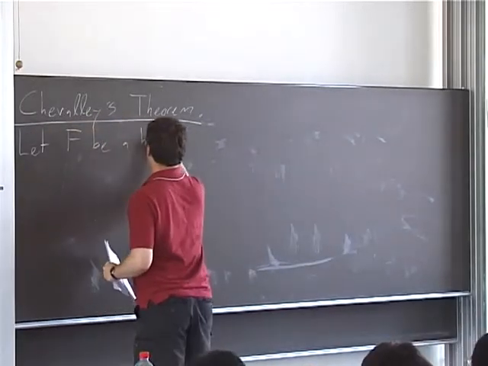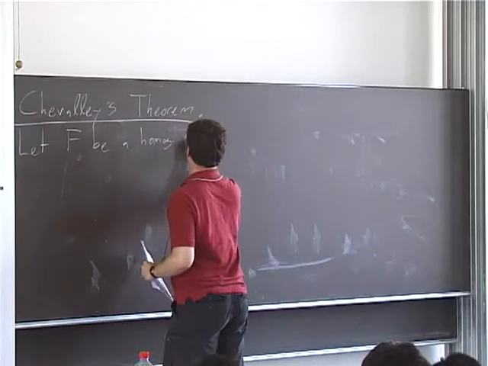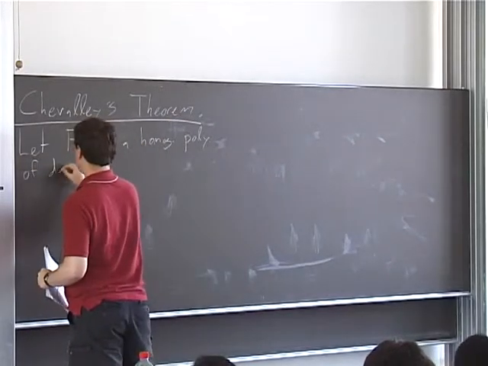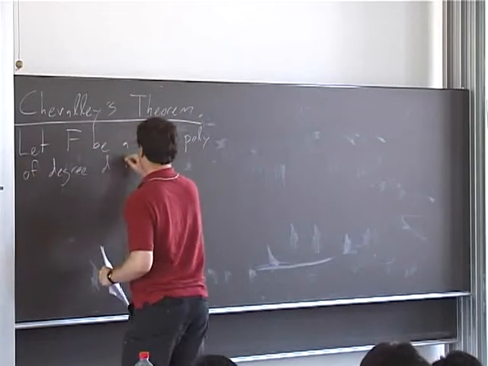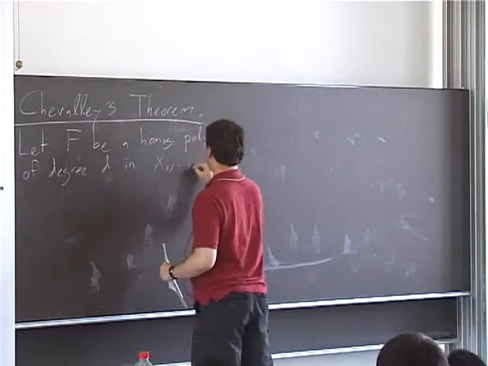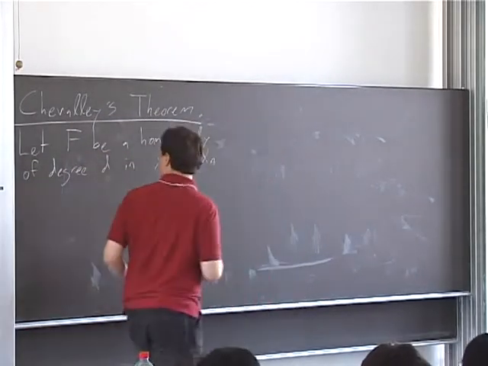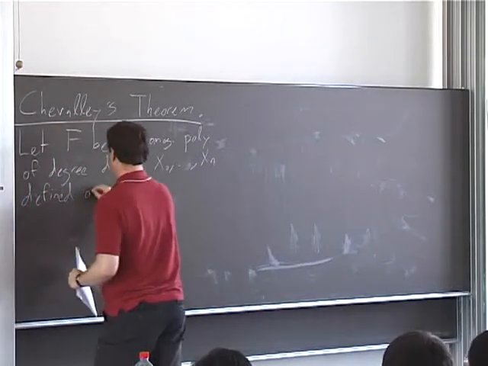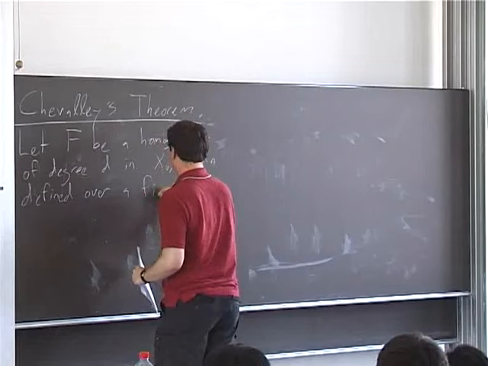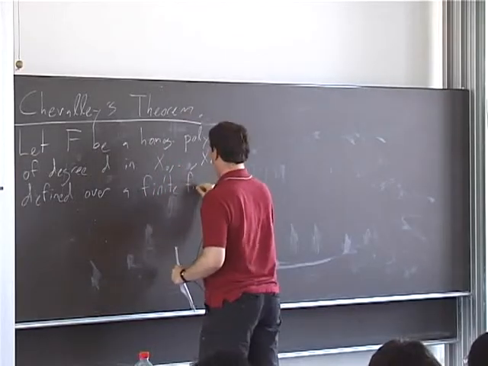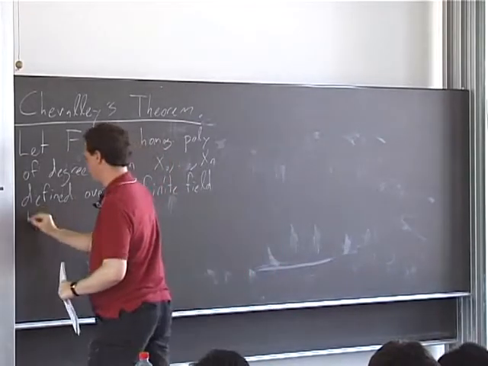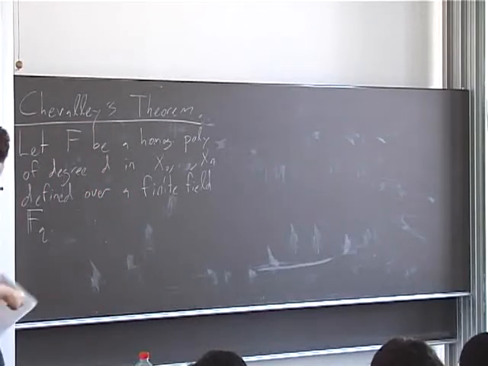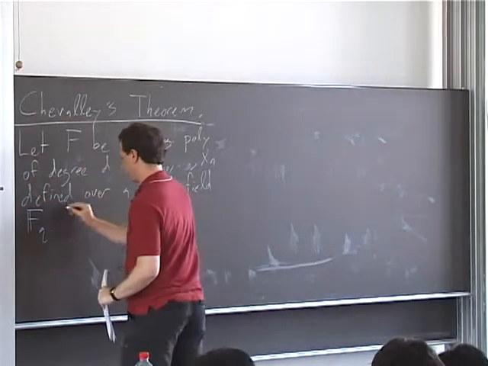So we're going to consider a single polynomial. Let f be a homogeneous polynomial of degree d in these n plus 1 variables, x0 through xn, defined over a finite field Fq. Then what Chevalley proved is that there is always a solution. There's always a non-trivial solution.